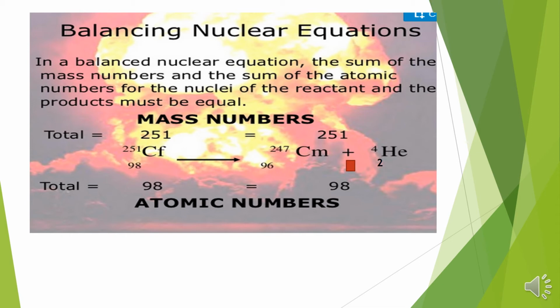So we have the chart, or we say here, the atomic number of the Cf is 98. On the product side, we have 96 of the Cm plus 2 of the alpha particle. They are 96 plus 2, we get also 98. So we have here the sum of the mass numbers and the sum of the atomic numbers for the nuclei of the reactants and the products must be equal. So keep this in your mind.